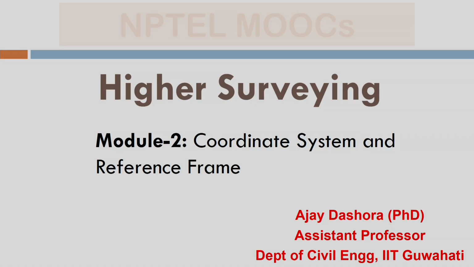Now in the same series of lectures, we are in module 2, where first we need to understand that for a sphere-like shape of the earth, we need some kind of coordinate system and reference frame, which should be quite different from the techniques that we have already learned, like plane table, total station or GPS. Apart from that, for large areas I also need to have some different requirements.